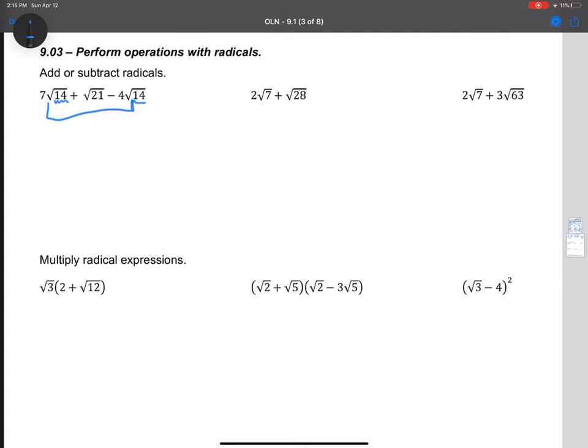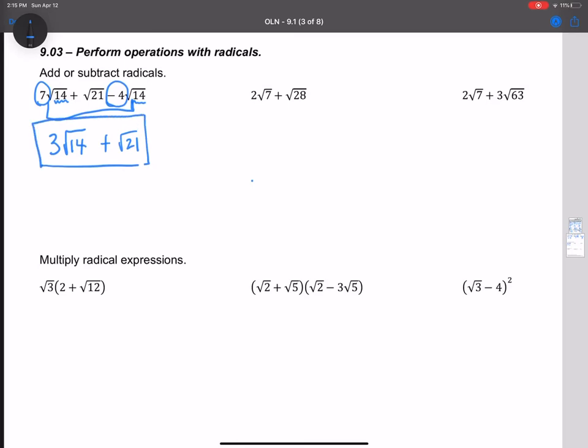These two match up. If you remember from before, like terms, you only change the coefficient. You don't change the thing underneath the square root, or you don't change the x or any of that. You only change the coefficient. So 7 and the -4 make a 3. The square root 14 stays with it because we don't change that. And then the square root of 21 is next to it. These two are unlike terms, so we leave it like that.